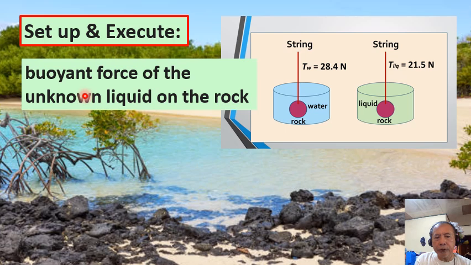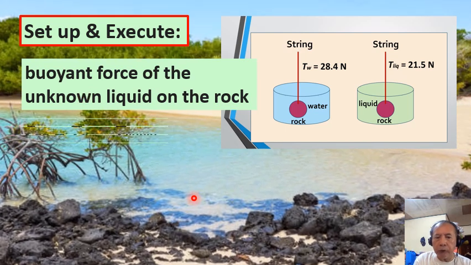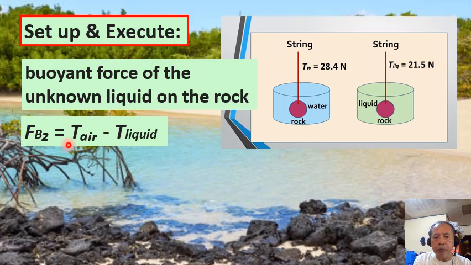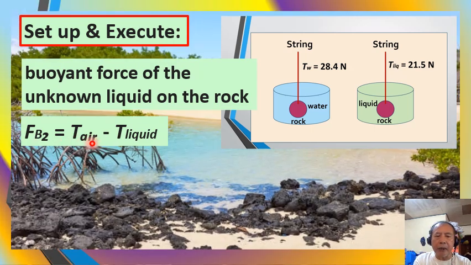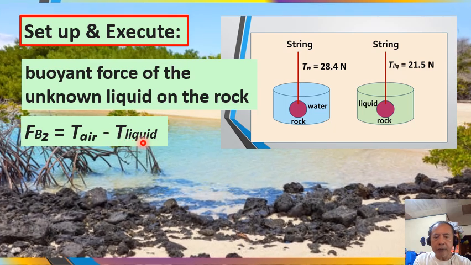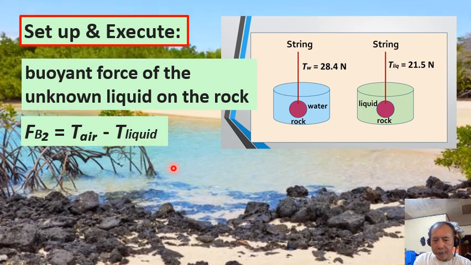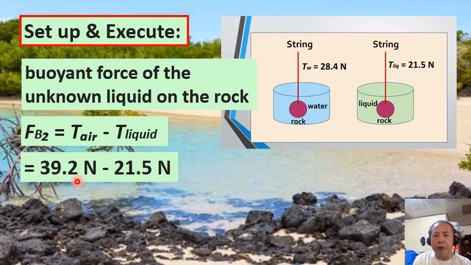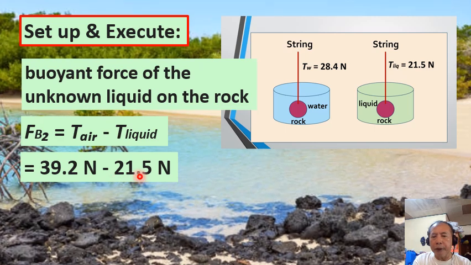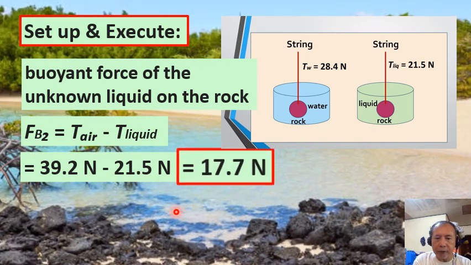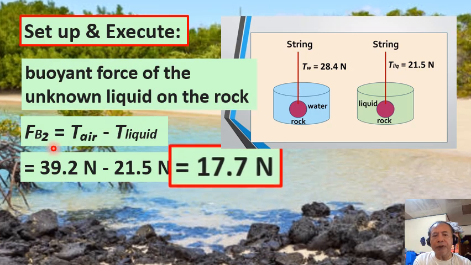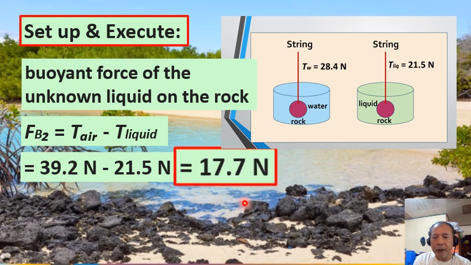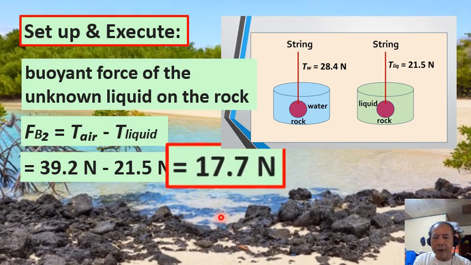For the buoyant force exerted by the unknown liquid on the rock, we also use the formula F sub B2 equal to the tension when the rock is still in the air minus the tension when the rock is already submerged in the liquid. That is, F sub B2 equals 39.2 newtons minus 21.5 newtons. So we get the value of the buoyant force exerted by the unknown liquid on the rock equal to 17.7 newtons, also in three significant figures.